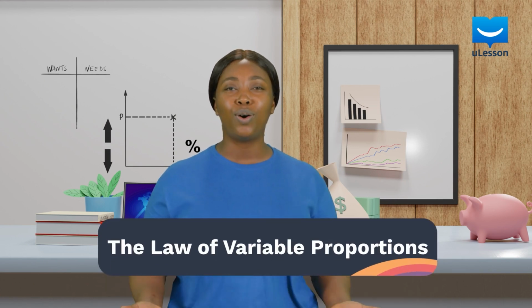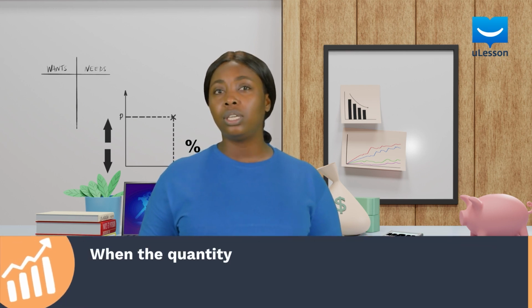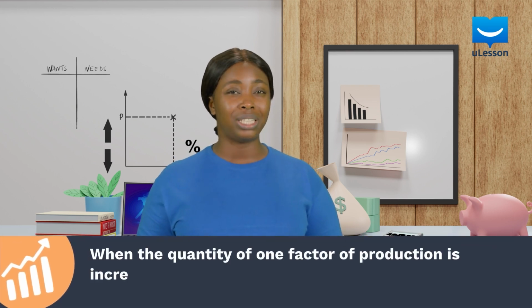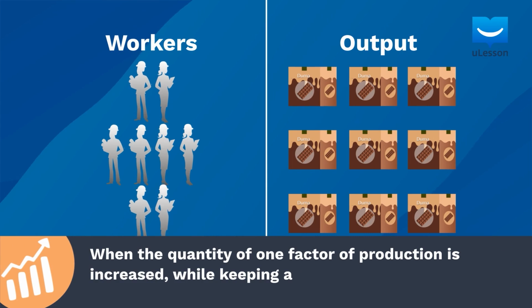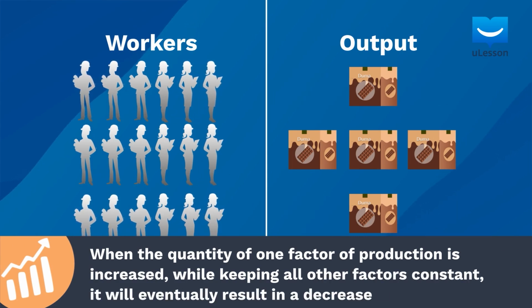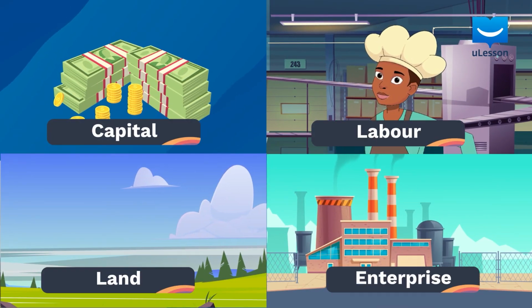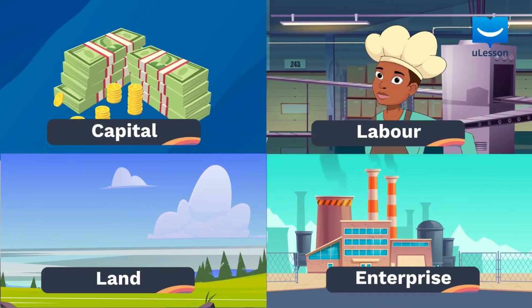Duma's situation is an illustration of the economic law called the law of variable proportions. The law of variable proportions states that when the quantity of one factor of production is increased, while keeping all other factors constant, it will result in a decrease in output. Duma only increased one factor of production, that is labor, while keeping other factors constant.